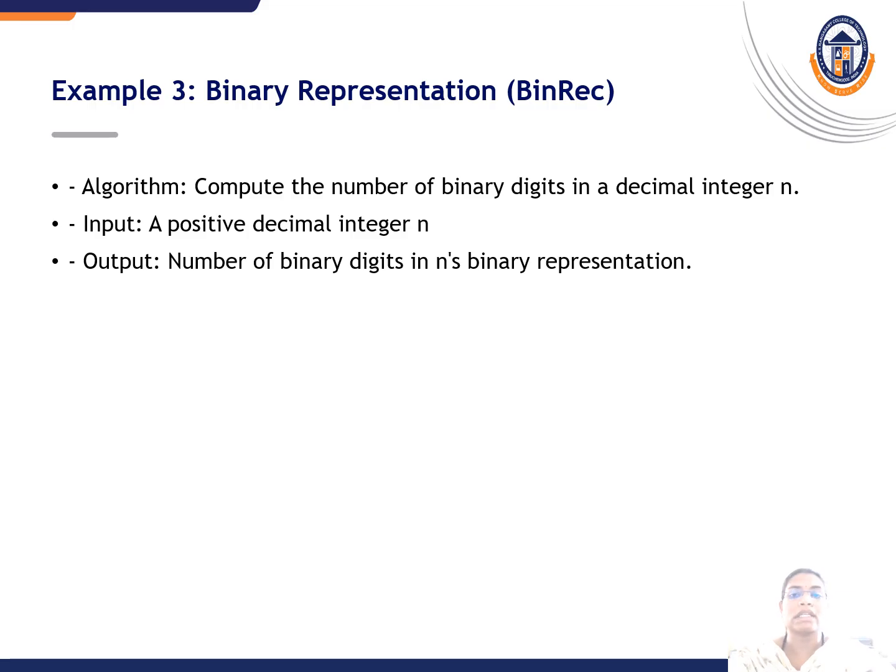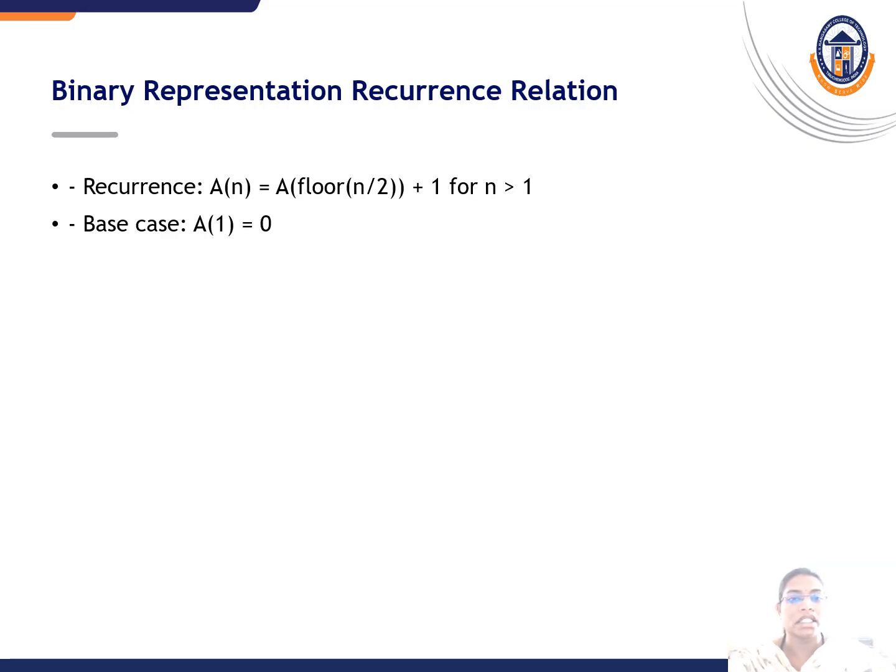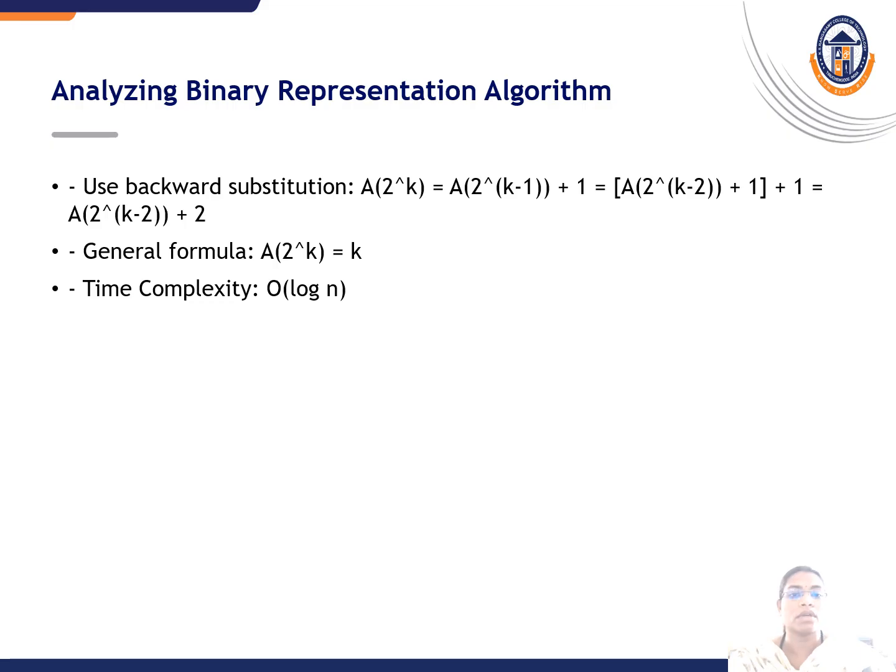The third example for recursion is binary representation. The algorithm computes the number of binary digits in a decimal integer n. Input: a positive decimal integer n. The output is the number of binary digits in n's binary representation. Binary representation recurrence relation: A(n) = A(floor(n/2)) + 1 for n greater than 1. The base case is A(1) = 0.